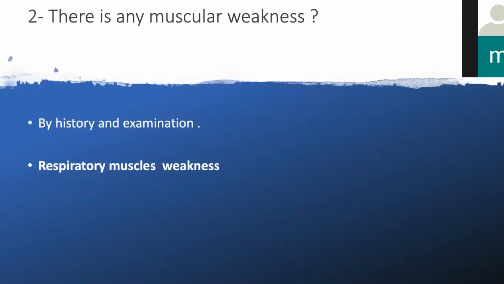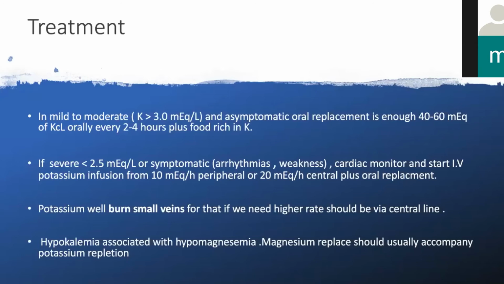The other question will be, is there any muscular weakness? And this will be by history and clinical exam. Be worried about respiratory muscle weakness specifically, because again, in the severe form of hypokalemia, and especially if this is hypokalemic periodic paralysis, the patient might present with respiratory failure secondary to hypokalemia. So the treatment is based on two factors, the level and the symptoms. You are not treating only numbers, you are treating a combination of numbers and symptoms.